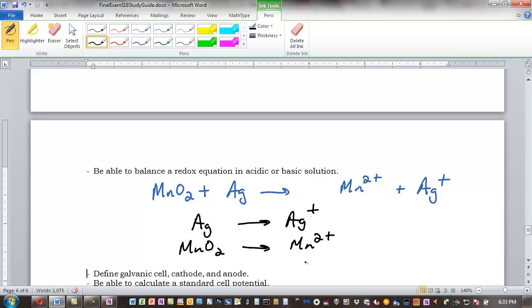All right, so let's balance the silver one first. That one's really easy. What do we need? All we need is one electron. So silver metal, an element, is neutral. To balance that, all we need is one electron, to balance the charge. We have +1 and -1 equals 0 here.